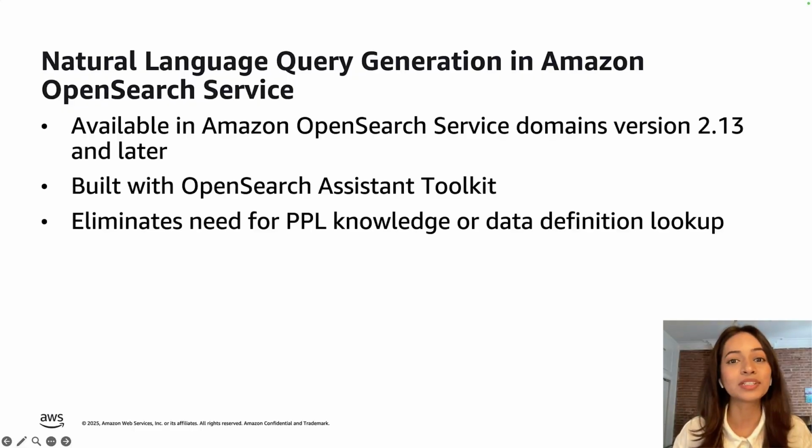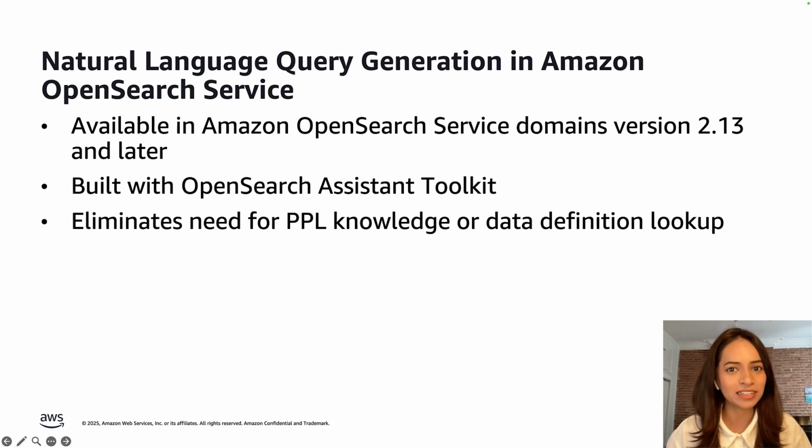Today, I'm thrilled to walk you through natural language query generation and Amazon Q Developer in Amazon OpenSearch Service. Let's get started. Amazon OpenSearch Service has added support for AI-powered natural language query generation. This feature is all about making your life easier while working with log data and helping you uncover insights faster than before. Starting with OpenSearch version 2.13 and later, you can start asking questions in plain English.